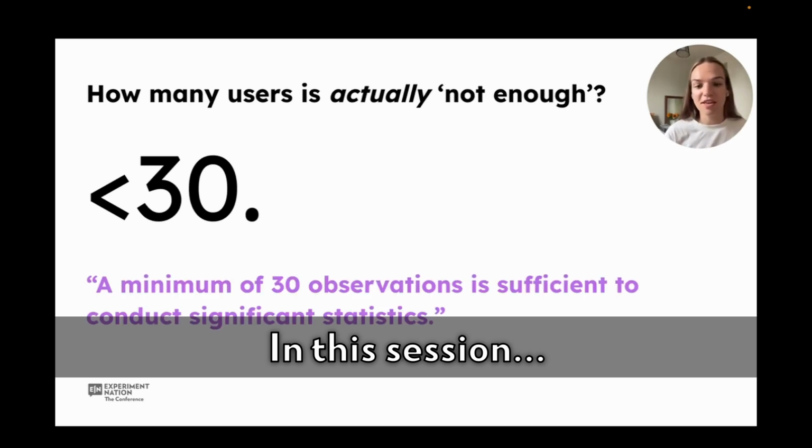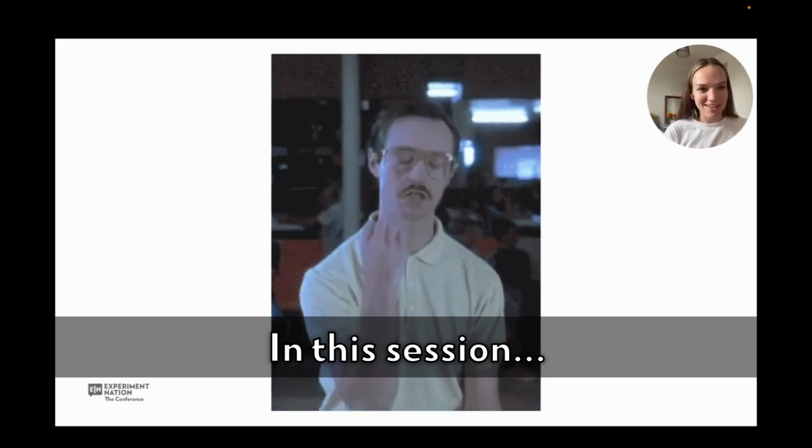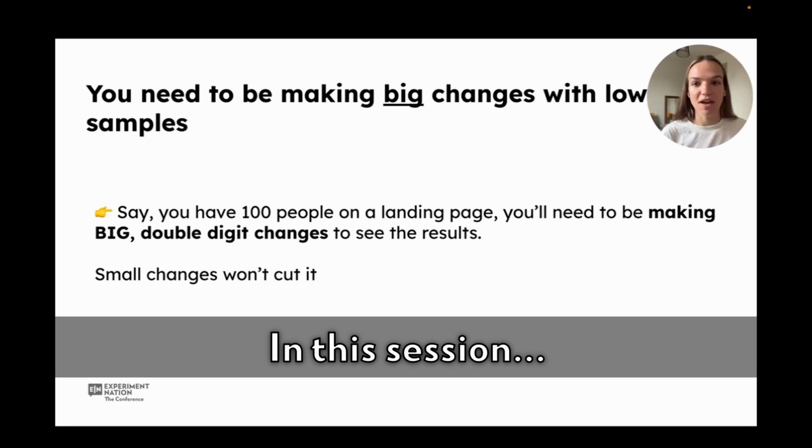If you have 30, technically, you need a minimum of 30 observations in order to conduct significant statistics. So that's 30 people seeing each variant. You might think, oh my God, I'm out of the clear, amazing. But the problem with that is in order to use super low sample sizes, you need to be making huge changes in order to be able to detect those changes.